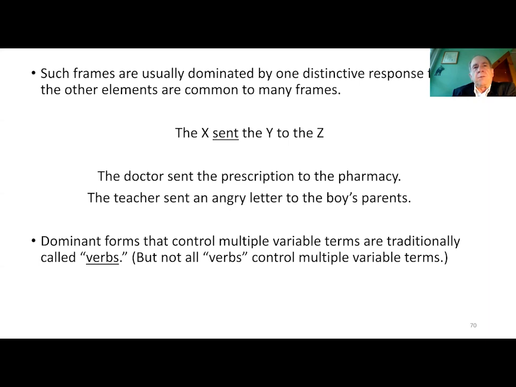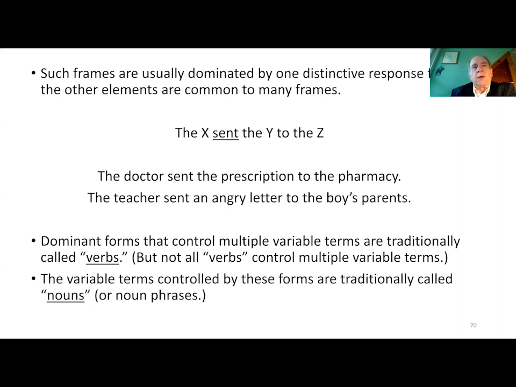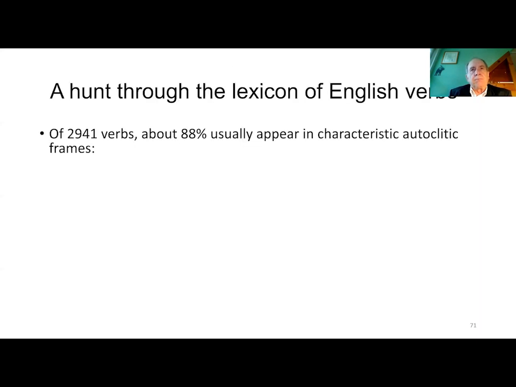These dominant forms that seem to control multiple variables in verbal behavior are traditionally called verbs. Now, it's not a one-to-one relationship. You can't say it's a bossy term, therefore it's a verb, but it's quite reliable. The variable terms tend to be called nouns. Now, I'm not saying that verbs and nouns are identical to the positions in the autoclitic frames, but there is a correlation here.